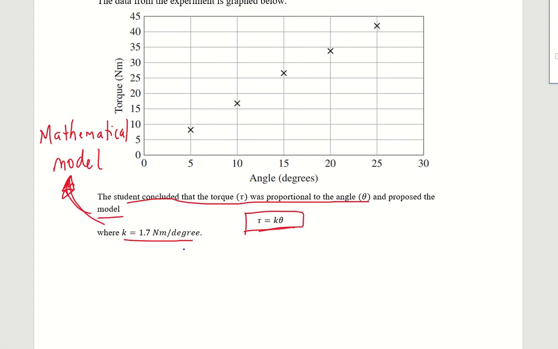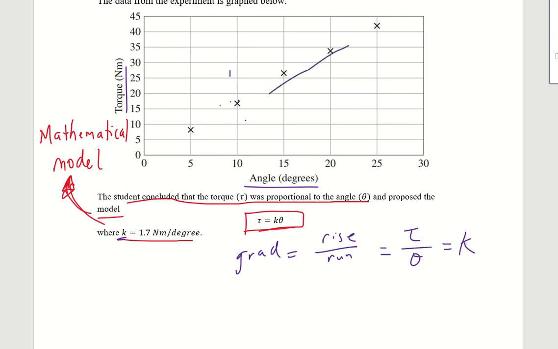Now, this is where you actually need to have a ruler because we're going to have to draw a line of best fit. The reason being is how they found k is, remember, this is what we graphed. So my rise over run, that's my gradient. My rise here is torque, my run here is theta. So if I readjust that, the gradient would be k. So I'm going to try and see if I can get a value for k. So let's just see if I can actually draw this on.